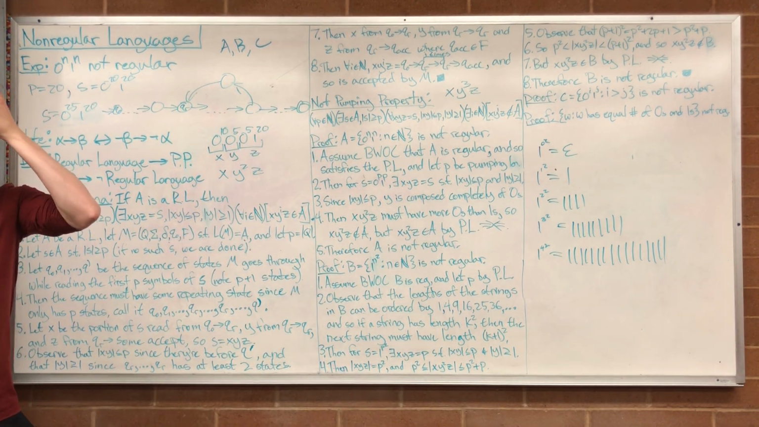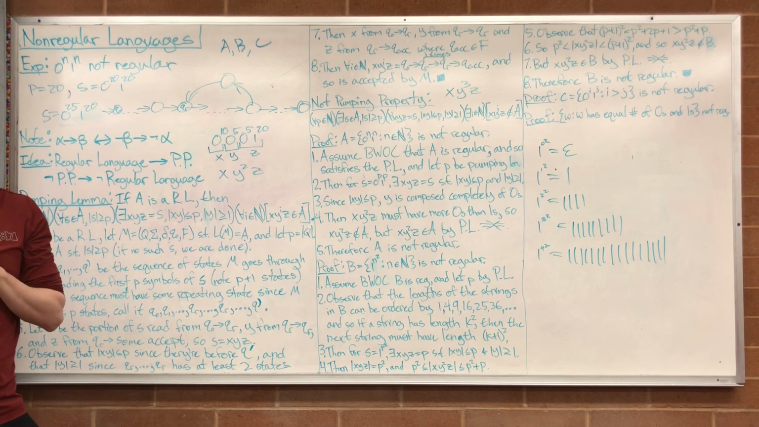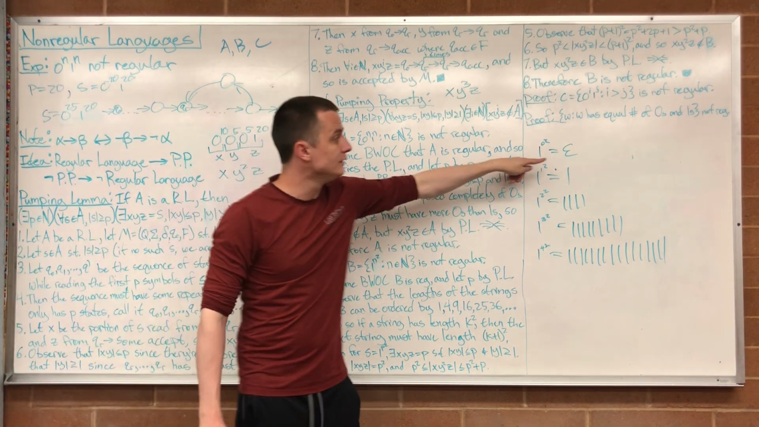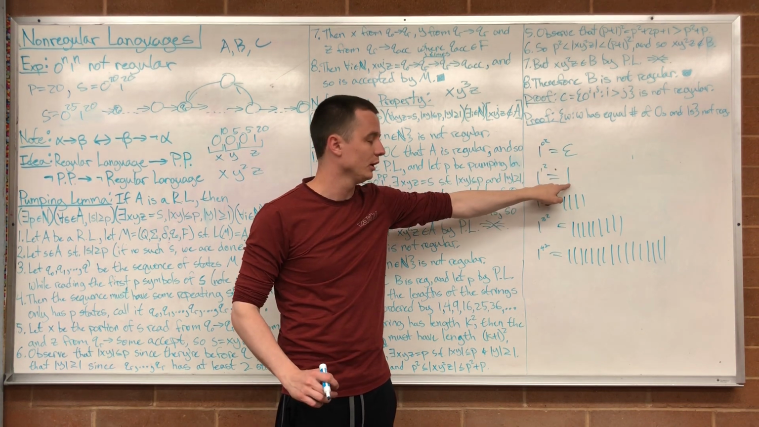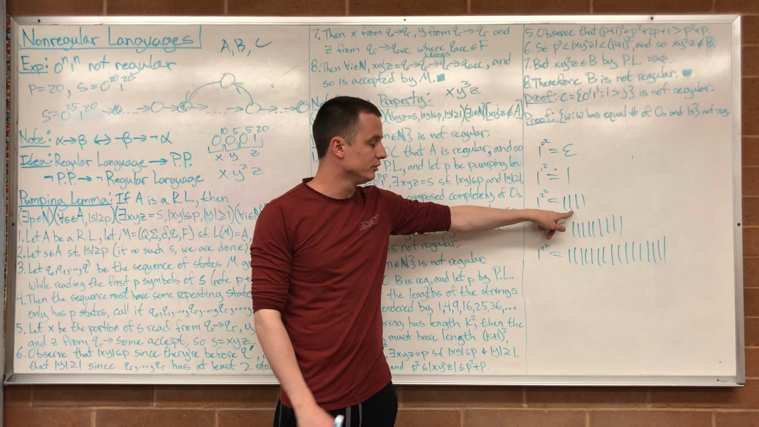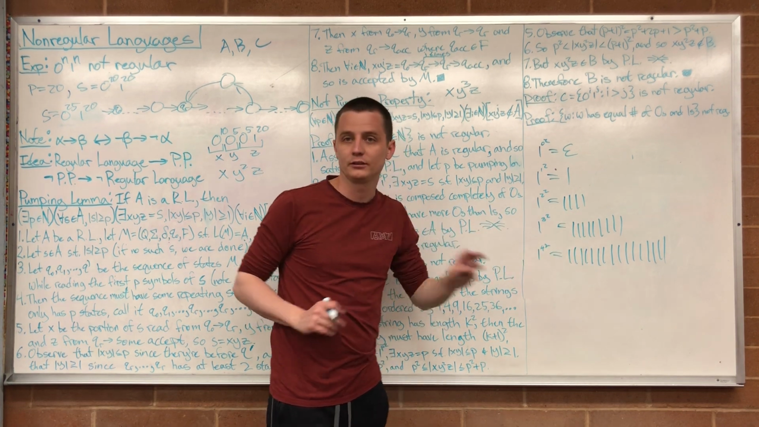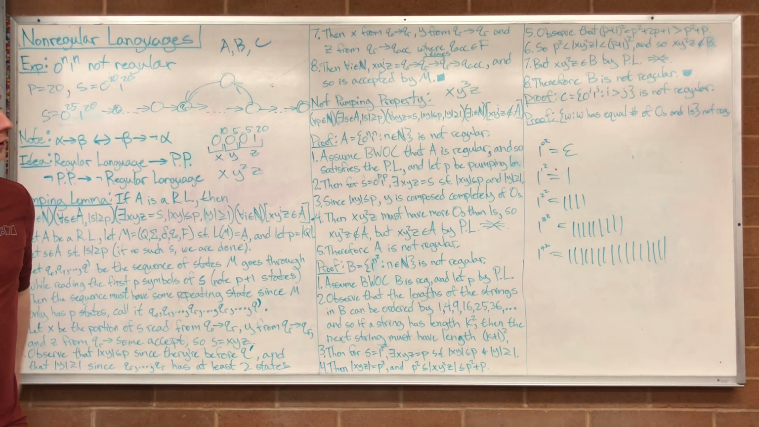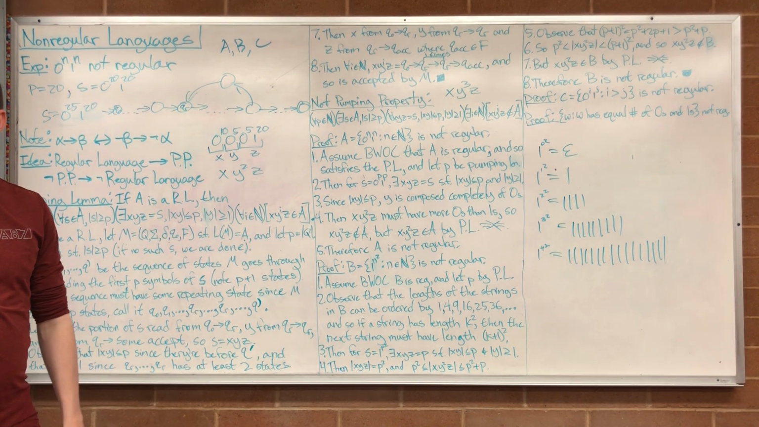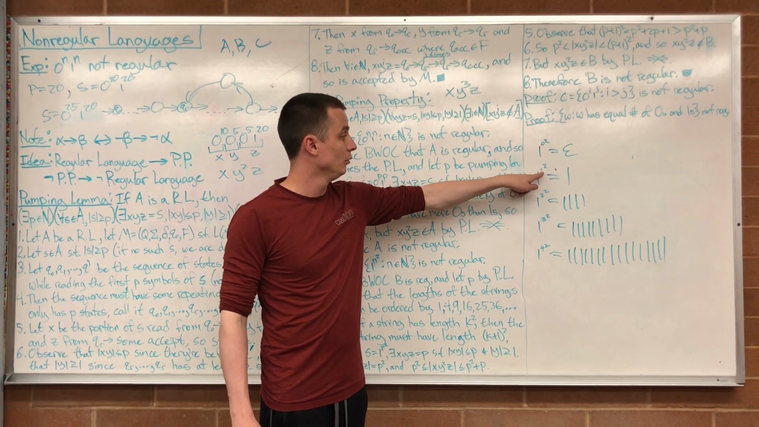All those strings. So the number of ones is a perfect square. How many ones do we have here? 0. That's 0 squared. Here? 1. That's 1 squared. Here? 4. That's 2 squared. 3 squared. 4 squared, etc. Why is 1 squared 1, not 2? You're talking about this one? Yeah. What's 1 squared?